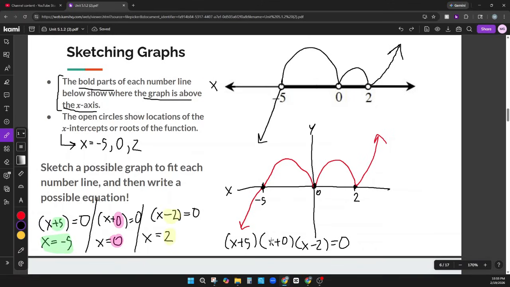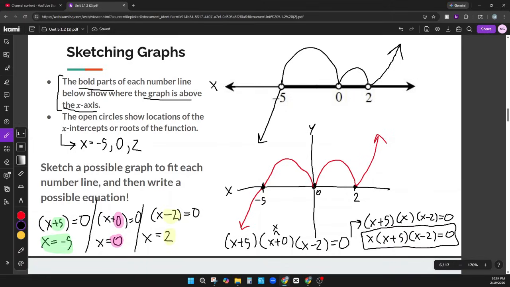And through some simplifying, we know x plus 0 is just equal to x, meaning our simplified version of this is going to be x plus 5 times x minus 2 equals 0. And generally speaking, if we have an x value, we throw that up front. So this is going to equal x times x plus 5 times x minus 2 is equal to 0. That is one proposed equation to match this solution set.